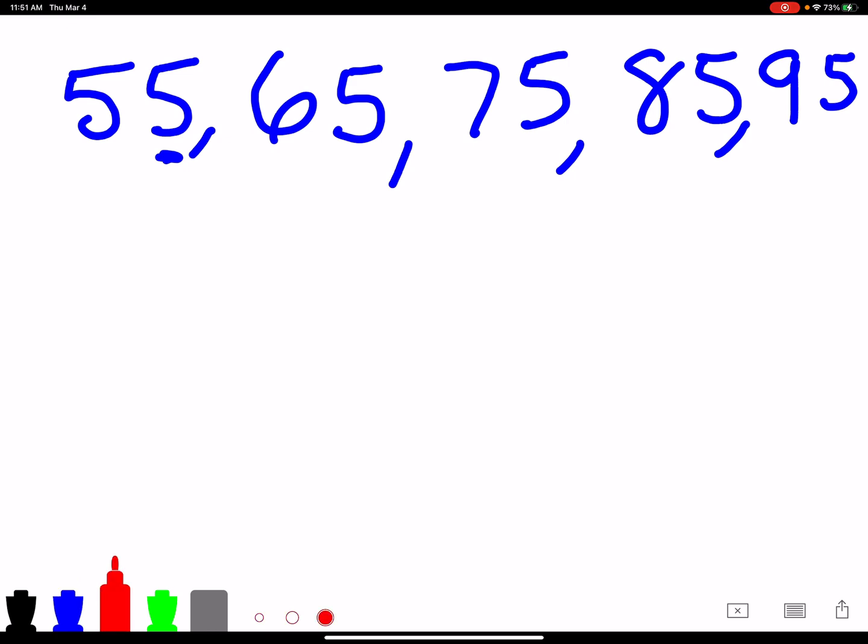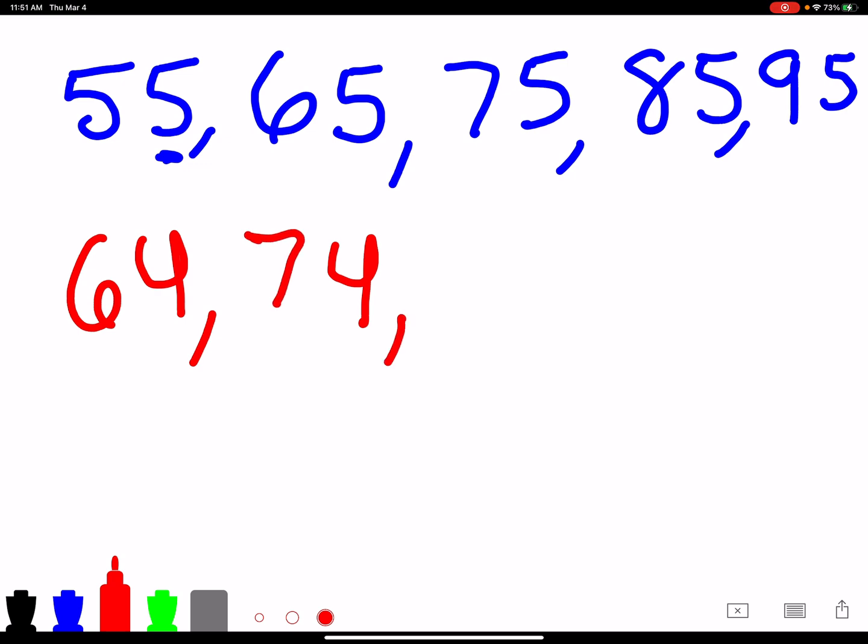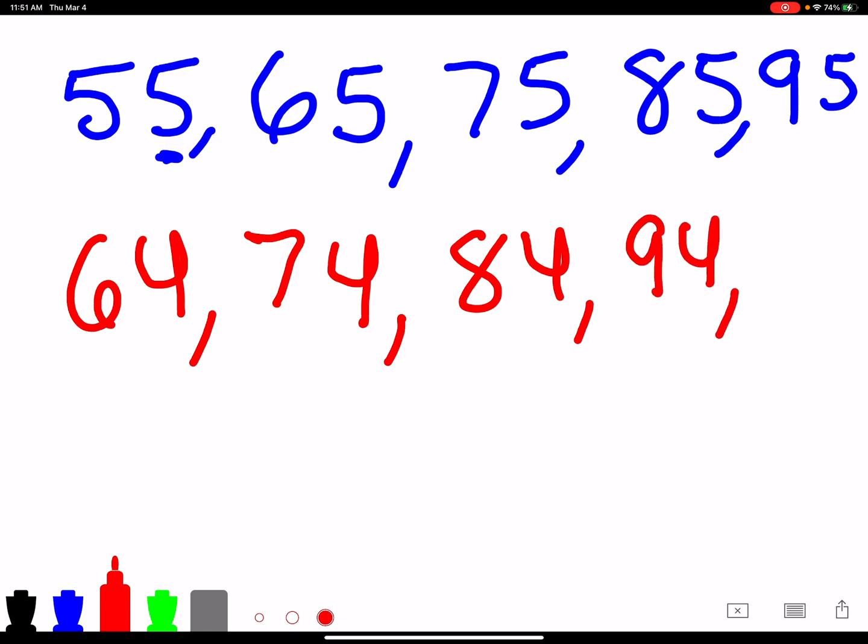So if we were to start on the number 64, the number would still be the same in the ones place. And if we add 6 plus 1, we would get 74. Okay, and if we add 10 again, we would get 84. And then what's the next one? 94. And then what's the next one? 9 plus 1 is 10, but we would get 104 because we have to keep the 4 in the ones place.